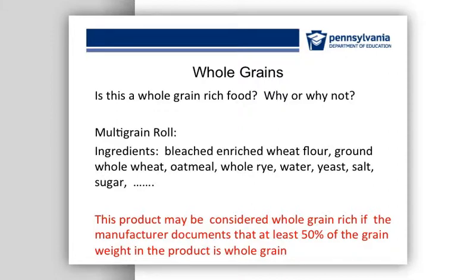Ingredients are always listed in order of weight, with the ingredient that weighs the most listed first. Although the first ingredient which weighs the most is not a whole grain, there are several whole grains in the product: ground whole wheat, oatmeal, and whole rye. So it is possible that the total weight of the whole grain ingredients is greater than the weight of the grain ingredients that are not whole grain. To determine whether or not this item is whole grain rich, check with the manufacturer. Or you can check for other identifiers for whole grains such as the whole grain stamp or whole grain health claim.